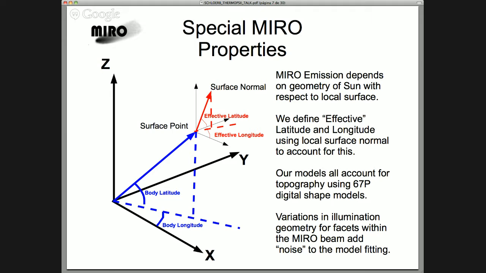One of the other features of all this is that there is a roughness effect, if you like, on MIRO, which is that within our antenna beam, we're looking at surfaces with different orientations with respect to the sun. So there's some kind of averaging over those surfaces, and this essentially we think adds something like random noise to the model fitting.